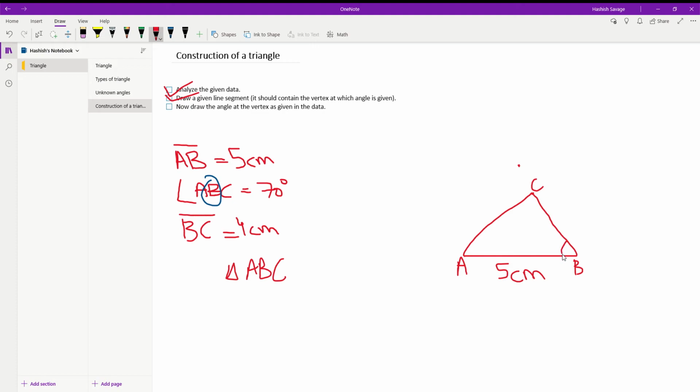Similarly, you need to denote the things that you know: over here the angle was 70 degrees and this line segment was of 4 centimeter.